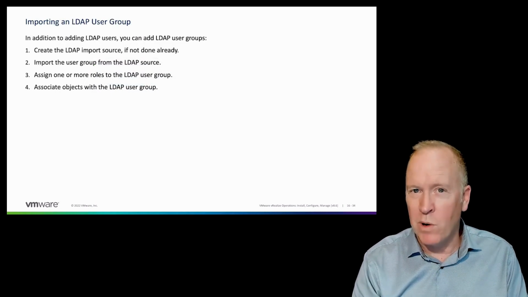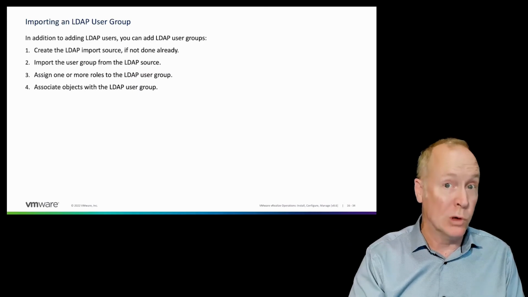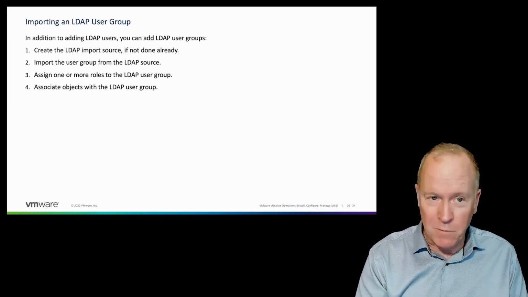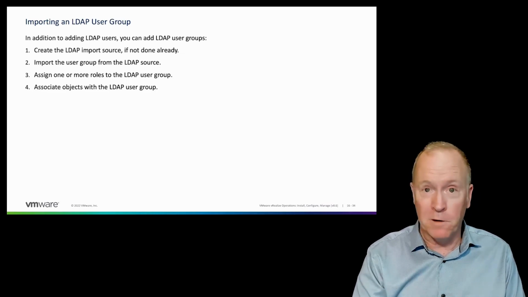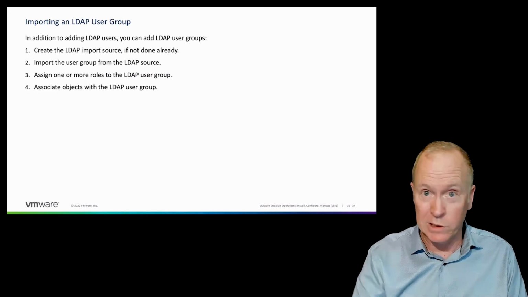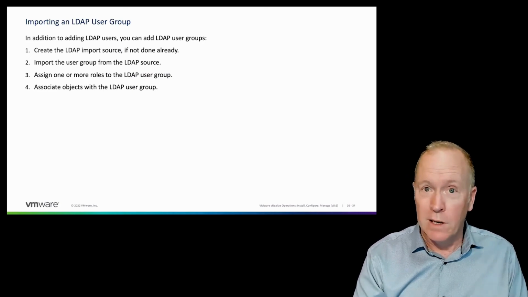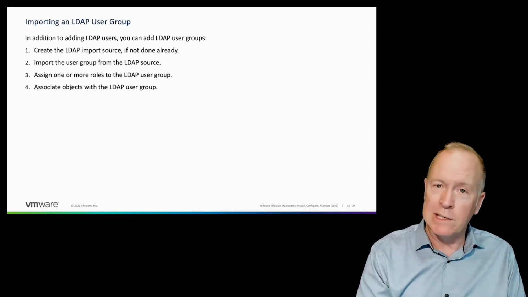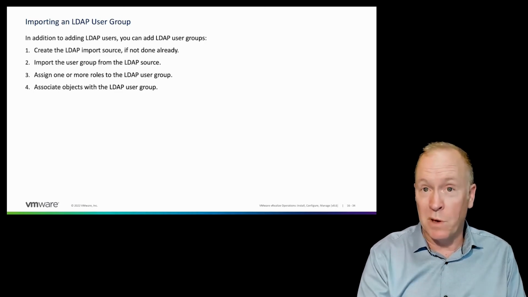Now that you know how to import an LDAP user, let's take a look at how to import an LDAP group. Well, the process is very similar to what we've seen before. Just like importing a local user, you need to first have set up your LDAP import source. We already know how to do that. Once you've done that, you can import any of the groups from Active Directory. You can assign roles to those groups, and you can associate objects with those groups.